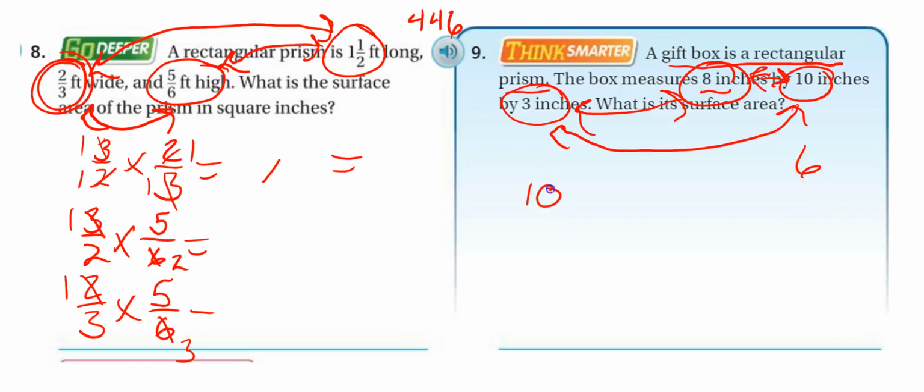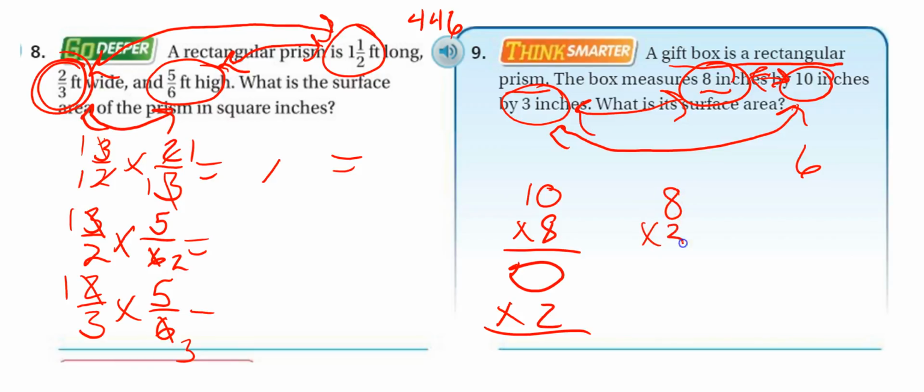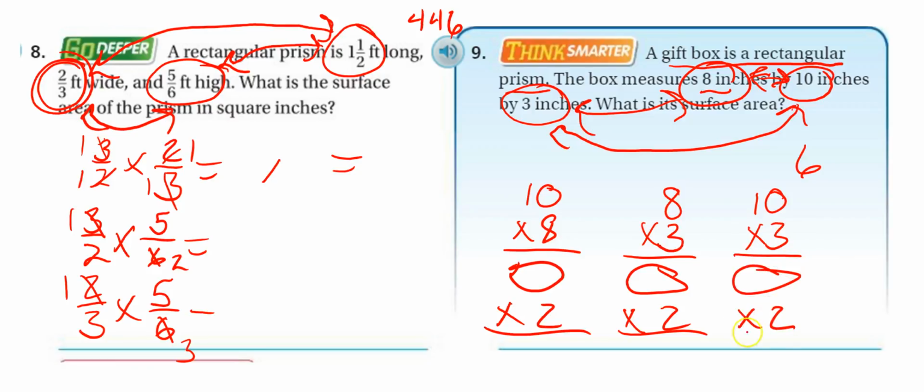So I need to do 10 times 8. Get that answer. Multiply it by 2. Then I need to do 8 times the 3. Get that answer. Multiply it by 2. And then I need to do the 3 times the 10. Get that answer and multiply it by 2. So see, we have 2, 4, 6. That's for the 6 total sides for the rectangular prism.